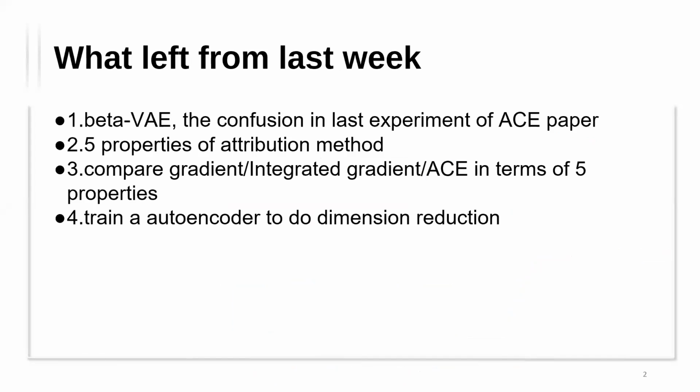So basically, it's about recapping the last experiment of the average causal effect paper, and also explaining the 5 properties that an attribution method should have. Then we can go through integrated gradient and average causal effect one by one and see if they satisfy those 5 properties or not. Yeah, so basically that's it.